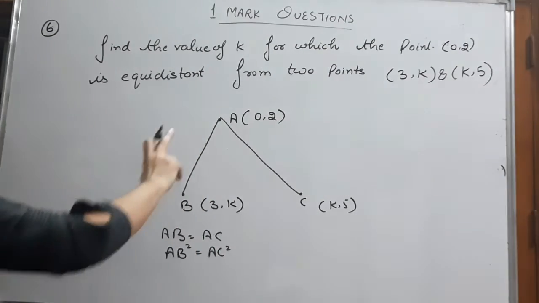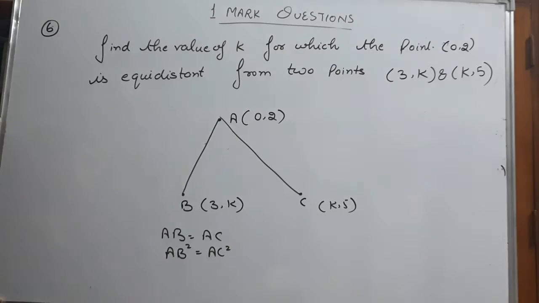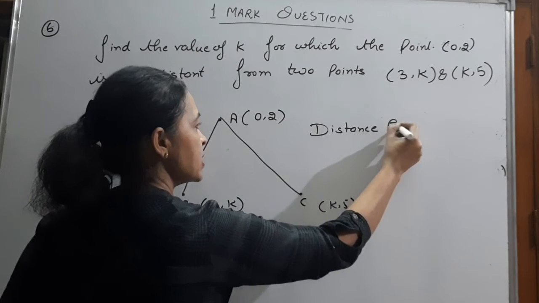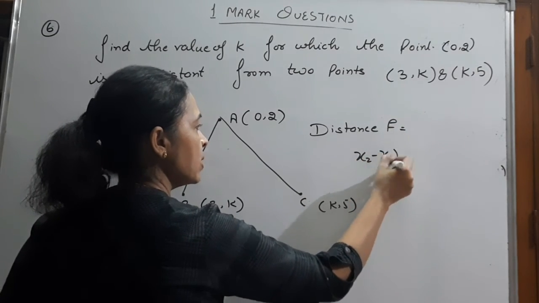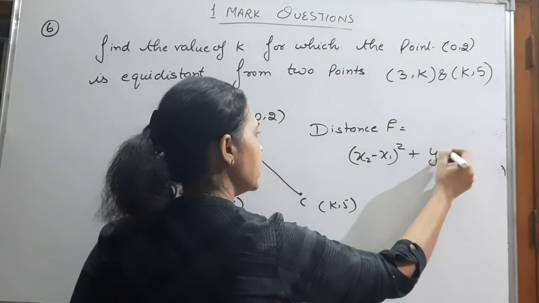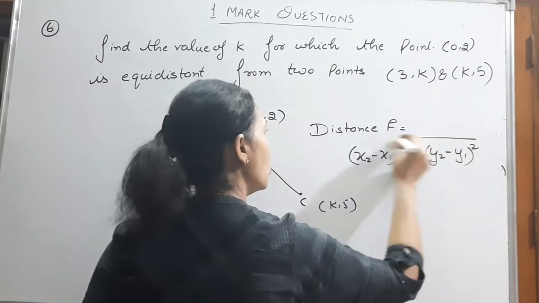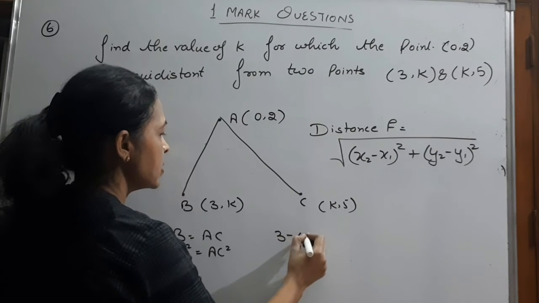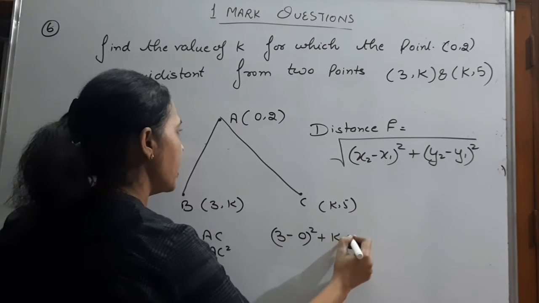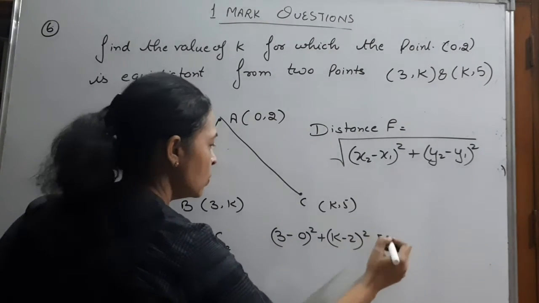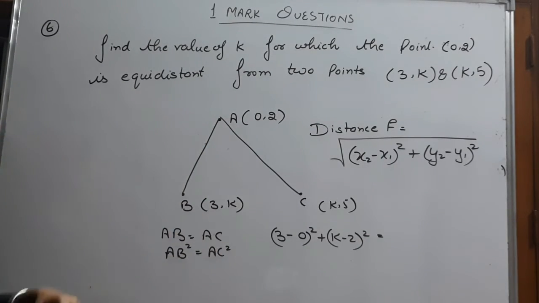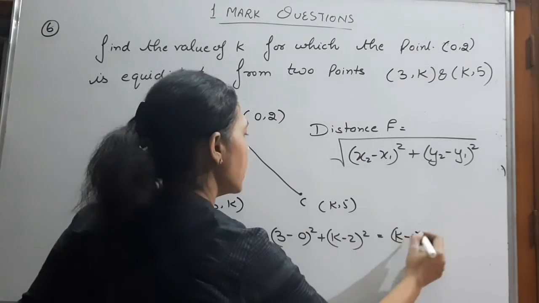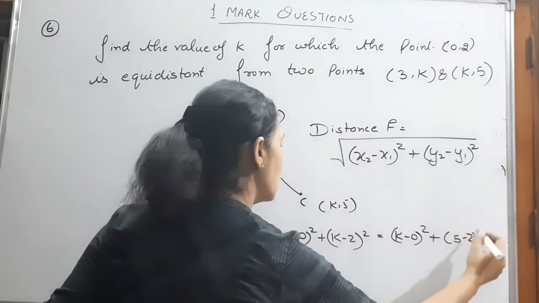How can we find the distance AB? By using the distance formula. What is our distance formula? The distance formula is the square root of (x2 - x1)² + (y2 - y1)². Now, what is AB²? (3 - 0)² + (k - 2)² equals AB². The root will be cancelled. AC² is (k - 0)² + (5 - 2)².